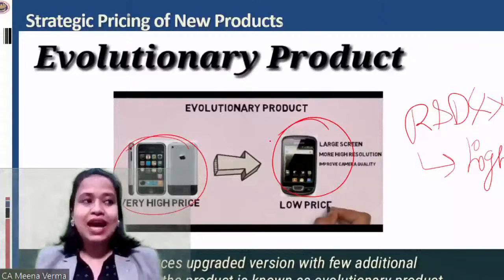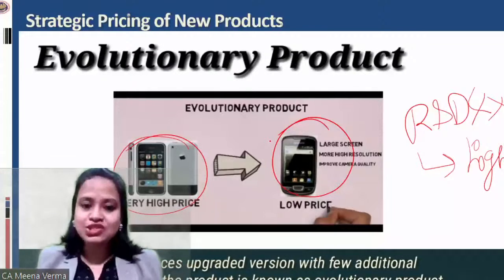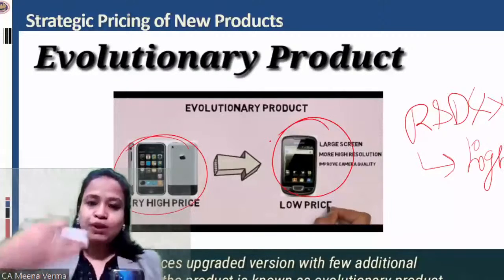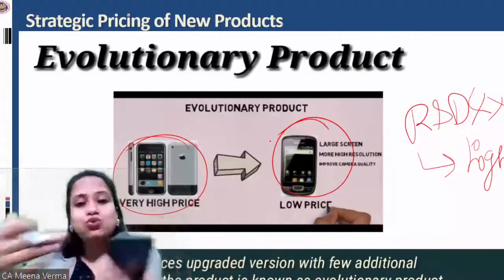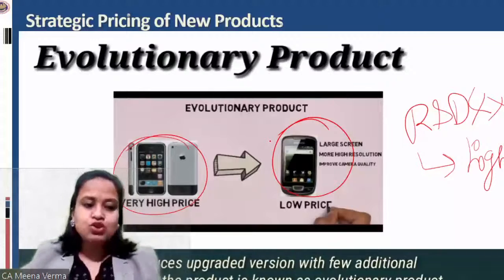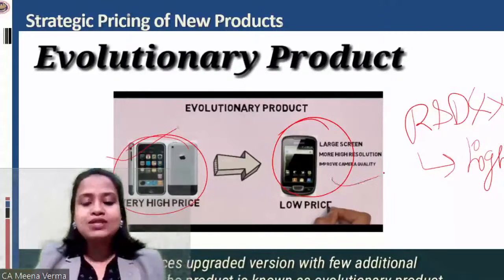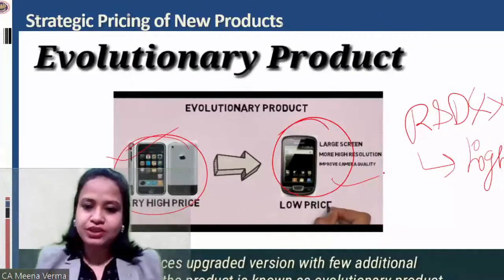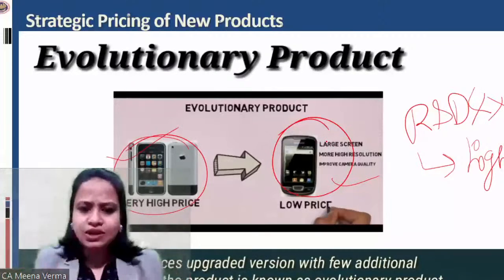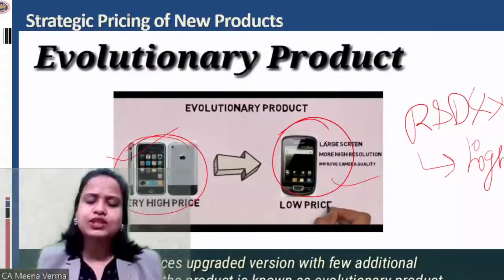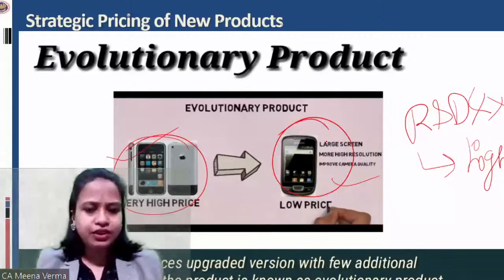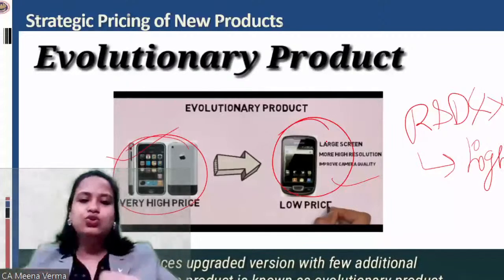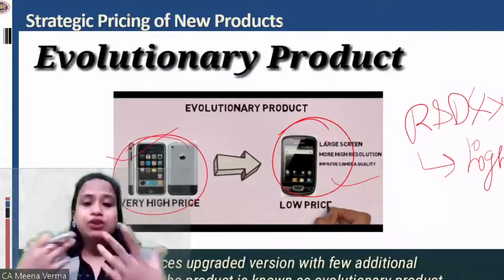So now see, I'm not doing any kind of research, I'm just trying to copy someone. In such a case, it is very easy for me to bring something even better than the person who has already introduced something. So you can see that Samsung gives an even better product than Apple. You can see the large screen, high resolution, better camera, and everything. So in case of an evolutionary product, you manage to give an even better product.